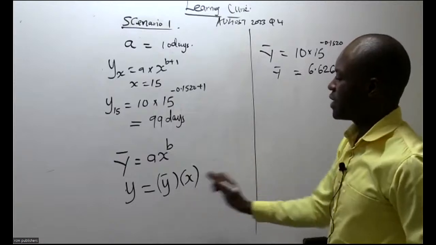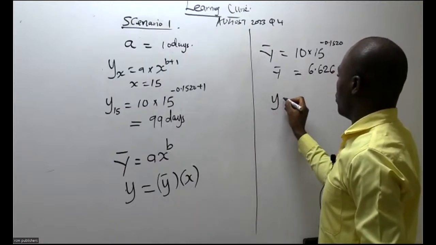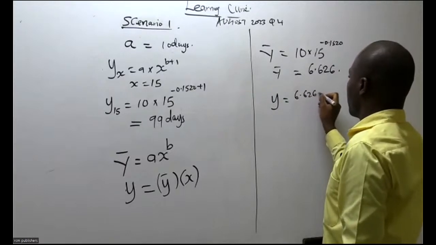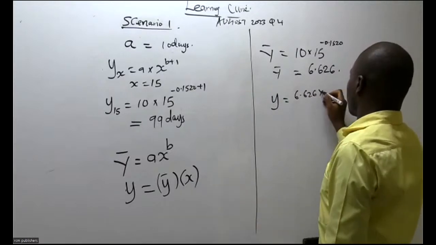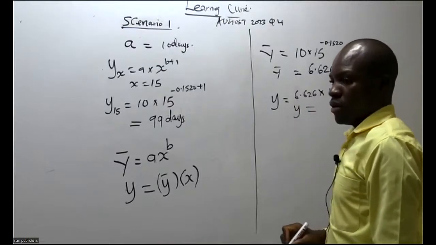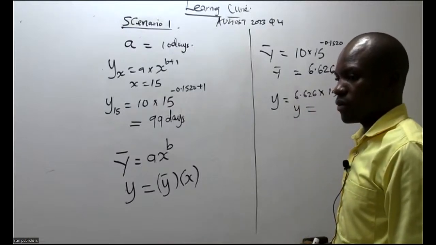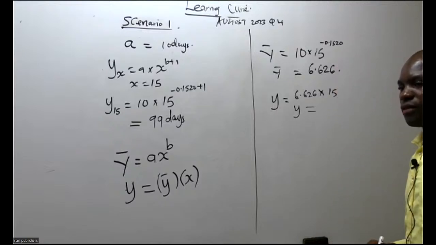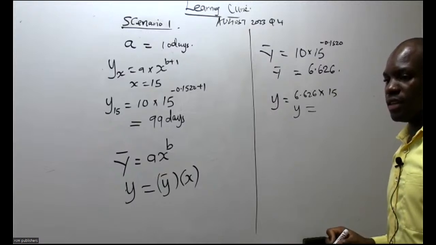Give us the value of y, which is equivalent to the average, 6.626 multiplied by x, which is 15. How much do you get here? If that is done, what is the figure?